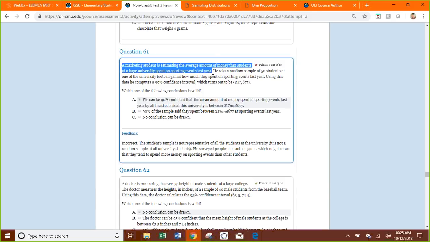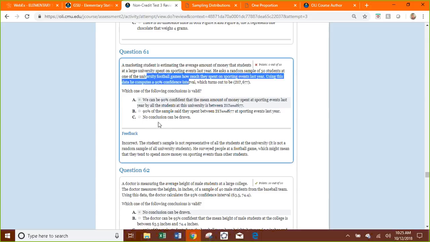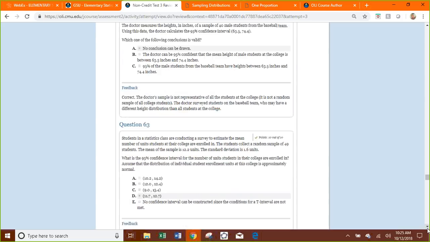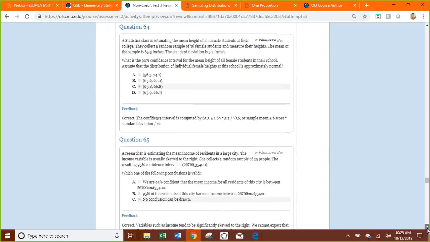I didn't read that. He wants to generalize this confidence interval to all students at the university. But because he sampled students at the football game, that is true. It is not a representative sample. So question 61, the answer is no conclusion can be drawn. Right?